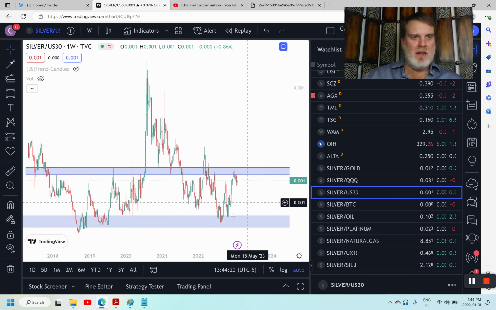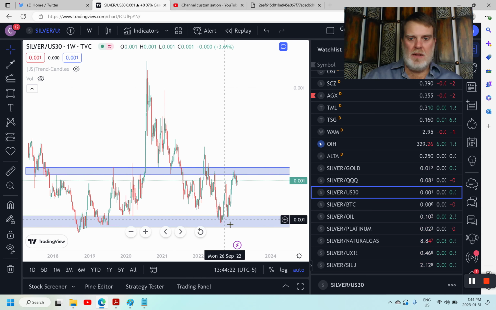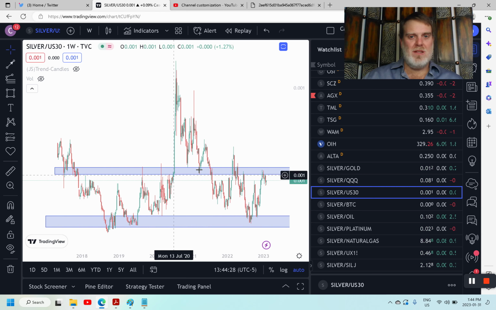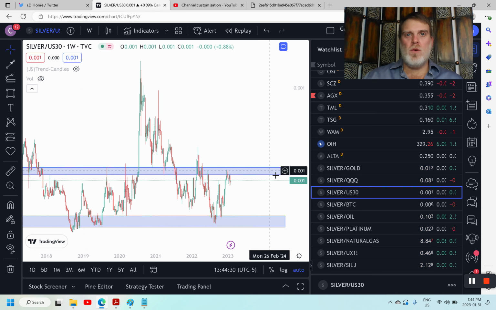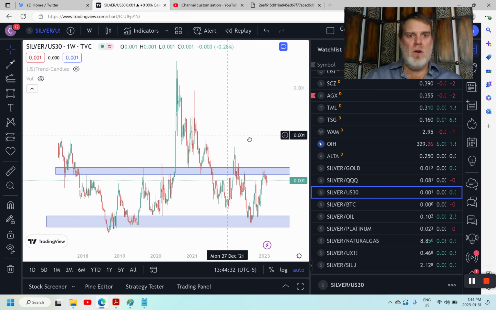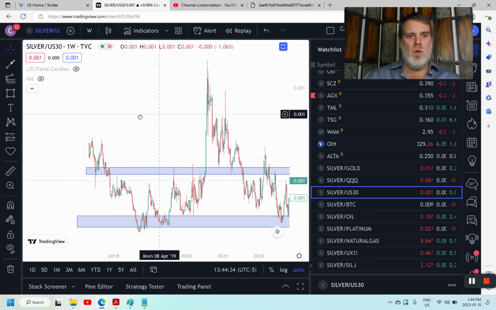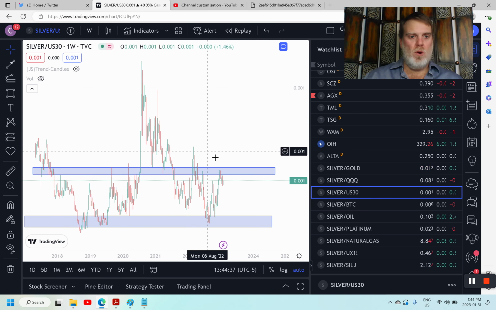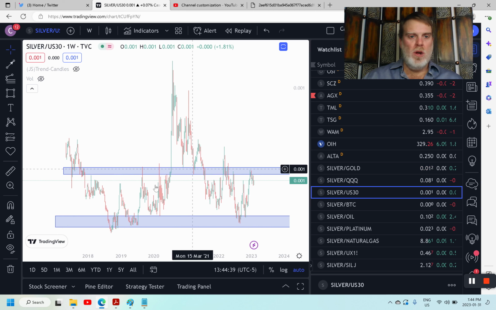But basically, we've tagged the bottom here at 0.001. We've kind of hit up here, and now we're just underneath this resistance zone. So I still believe silver is quite undervalued versus the Dow, and I'm sure if we went back, we'd see even more history of the chart. Still gives you a good idea, though.